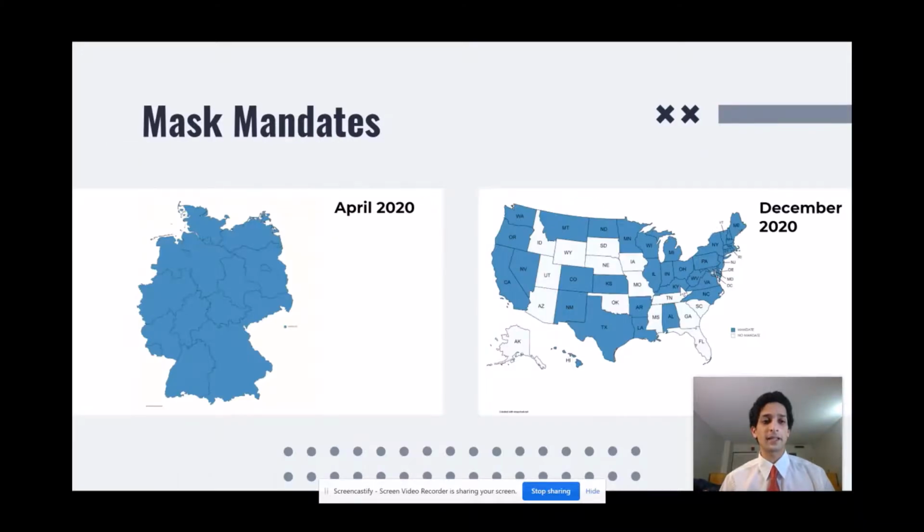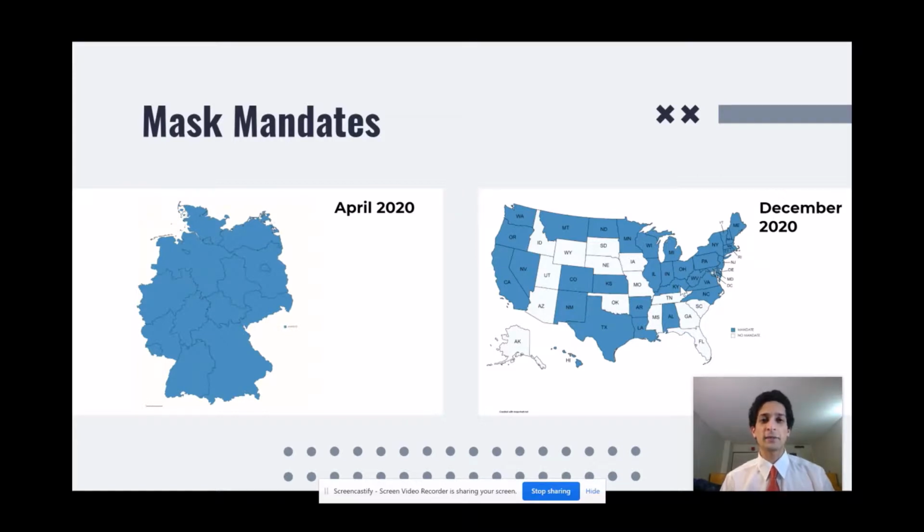I also examined mask mandates between the two countries, and what I found was that while Germany had a unified approach with all 16 federal states passing mask mandates towards the end of April, the United States had a much more fragmented approach. In fact, some states not only refused to pass mask mandates, but they also made it harder for individual cities or municipalities to pass their own mandates.